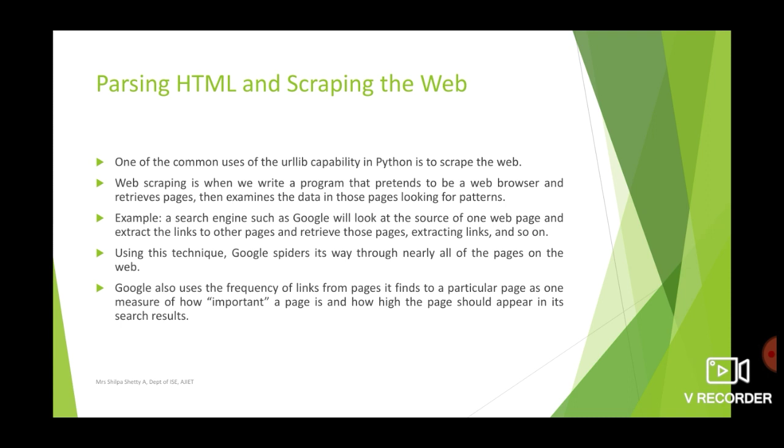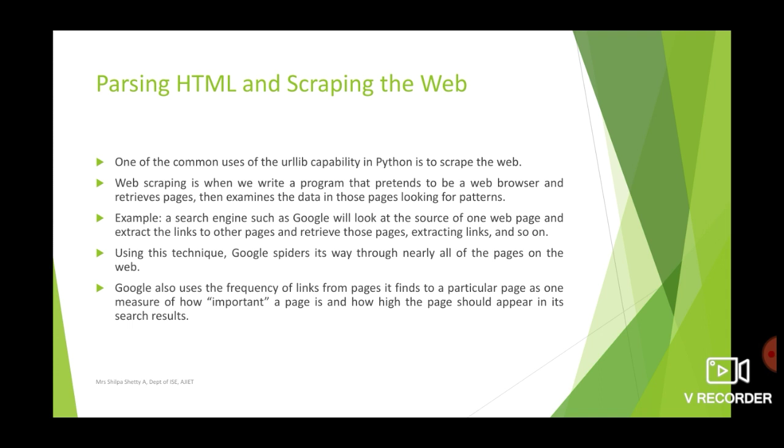For example, a search engine such as Google will look at the source of one web page and extract the links to other web pages, retrieve those web pages, extract the links, and so on. So it's a continuous process. Using this technique, Google spiders its way through nearly all of the pages on the web. That is, from one page we go to another page, and from that page we go to yet another page. This process continues, so ultimately we end up visiting all of the web pages that are available.